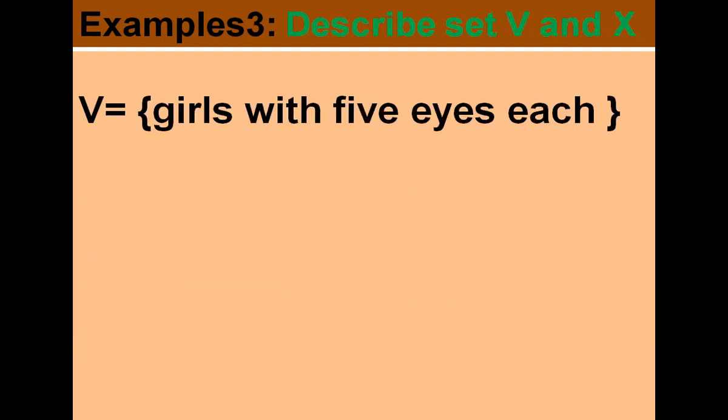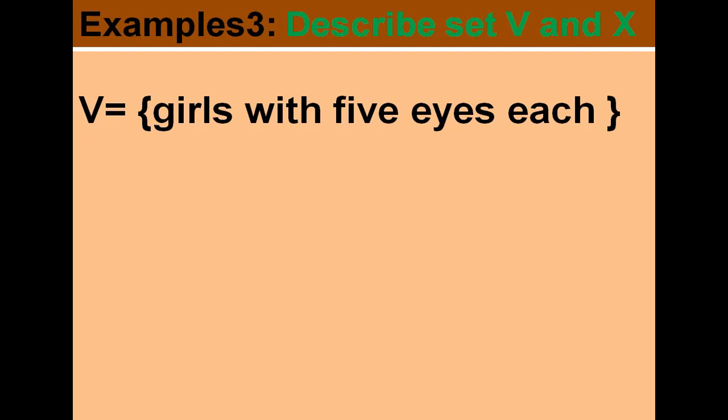Let's go on and look at our third example. Our third example, they're telling us to describe set V and set X. Let's begin with set V. Set V is right there. And they're telling us that set V is equal to girls with 5 eyes each. Girls with 5 eyes each. Have you ever seen a girl with 5 eyes, really? No, that is not there. It doesn't exist. We do not have any girl with 5 eyes.